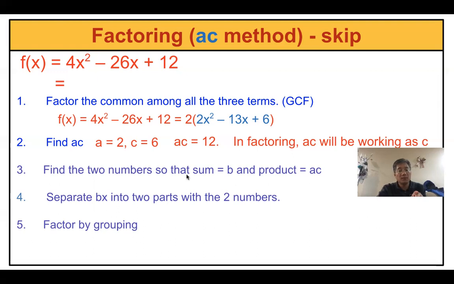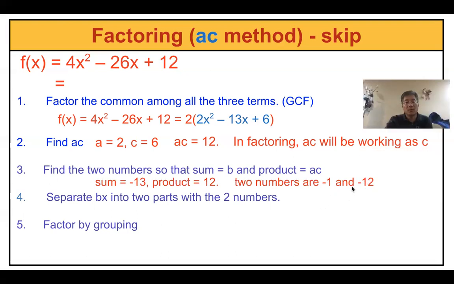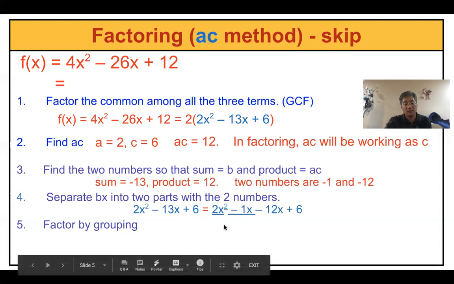Now you should remember this. Yeah, this is kind of tricky. So you know that negative 1 and negative 12 are the numbers. So here we should separate bx into two parts with these two numbers. So instead of negative 13x, we are going to put negative 1x and negative 12x. You separate like this. We just separated these two numbers, right? We found the two numbers, negative 1x and negative 12x.